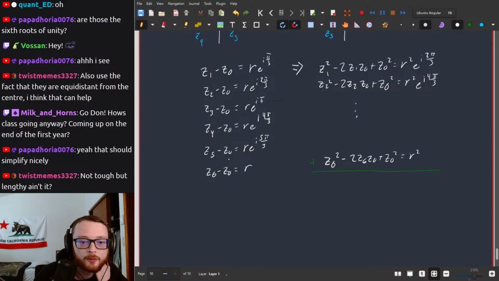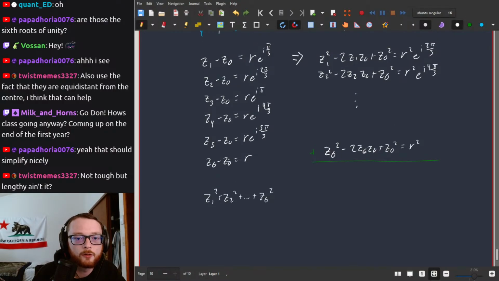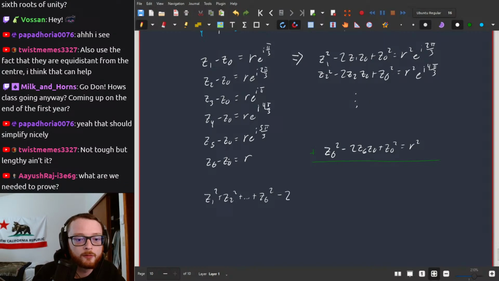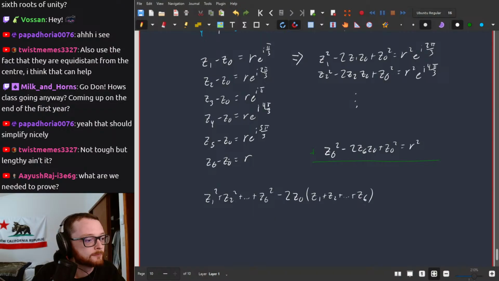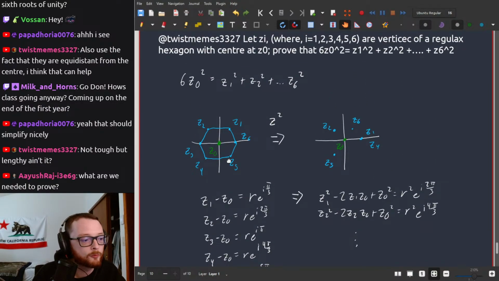So we're going to end up with, from this column, z1 squared plus z2 squared plus dot dot dot plus z6 squared. From this column, I'm going to factor out a negative 2 z0. Then it's z1 plus z2 plus dot dot dot plus z6. I'm going to scroll back down in a second.